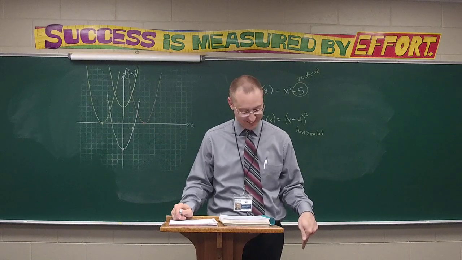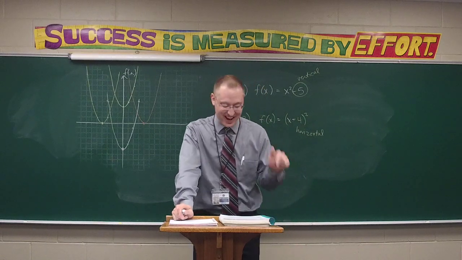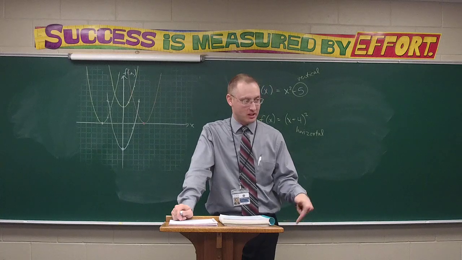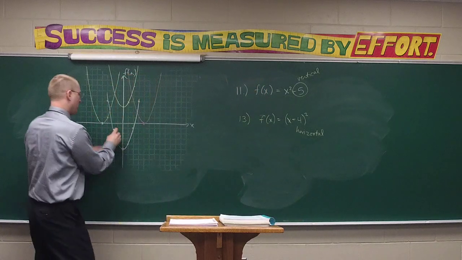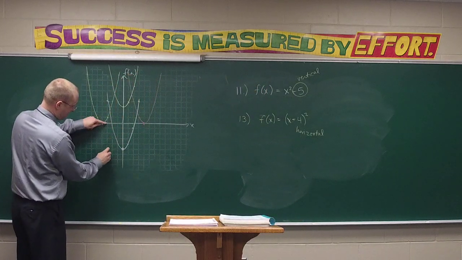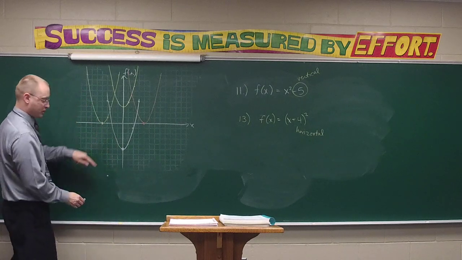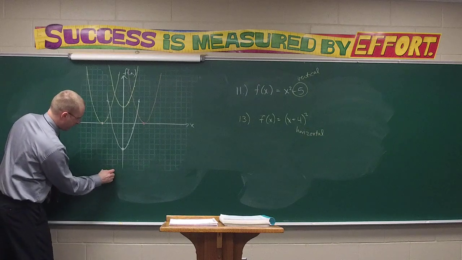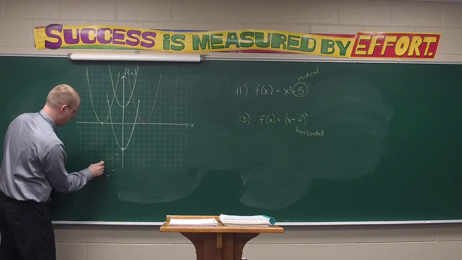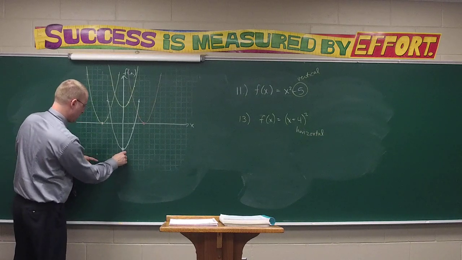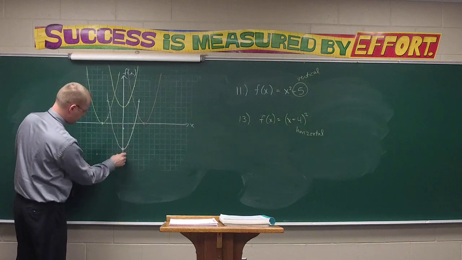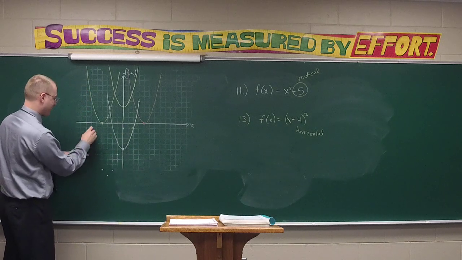I promise I didn't do that on purpose. Down 10 and to the left 3. So we're going to go backward 3 units and then downward 10 units, which would be right about there, which doesn't quite fit on my graph. And then over 1, up 1, over 1, up 3, over 1, up 5. Is that 5? Yeah. Over 1, up 5.